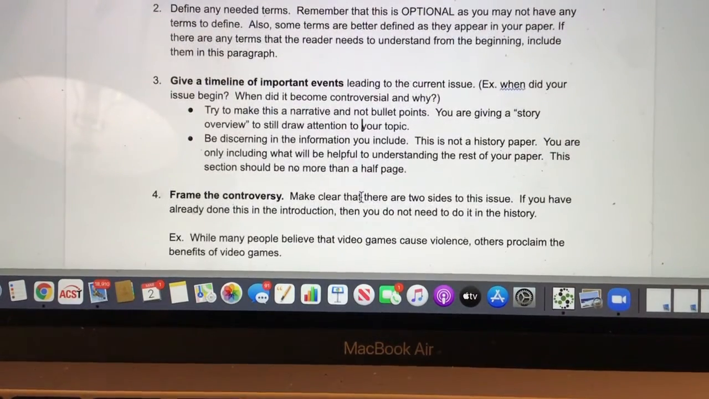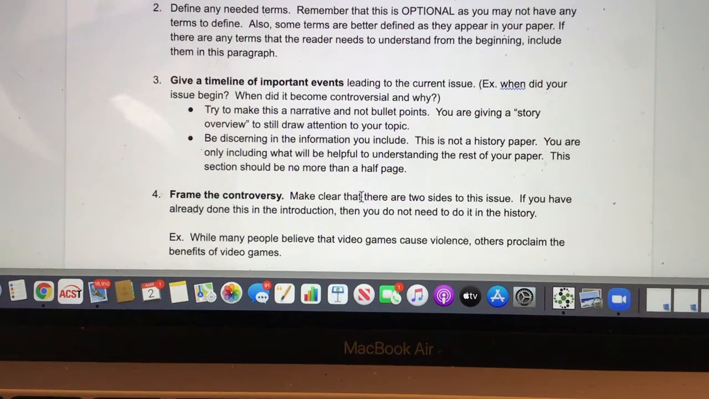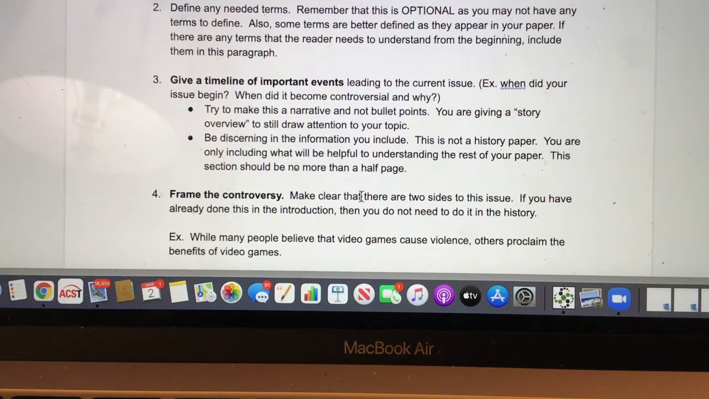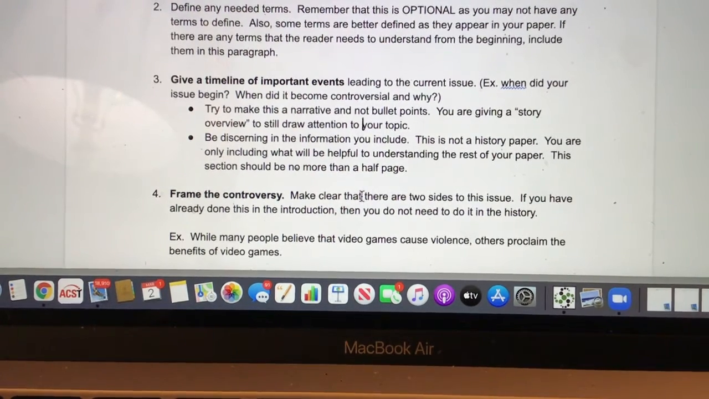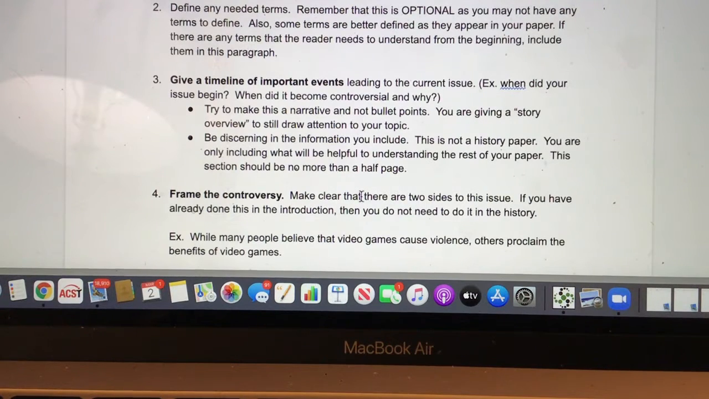Okay, then timeline of important events leading to the current issue. Here are two overarching questions. When did your issue begin? And when did it become controversial and why? So when did affirmative action begin? Was it controversial from the beginning? If not, when did it become controversial and why? Or diversity in college admissions, or when did college sports start? When did the issue of paying them begin, and when did that become controversial? So those would just be two guiding questions.